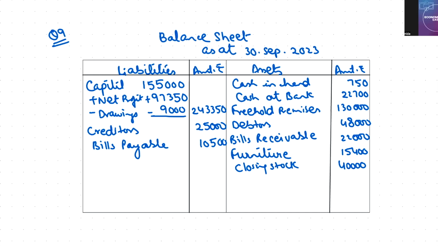Now you're going to do the total of both the sides. Liabilities and asset side must be equal. So when I total all these, I'm getting here 2,78,850, and here again 2,78,850. So this is the balance sheet of question number 9 of Mr. Sunil Gavaskar, that I have given you as homework.